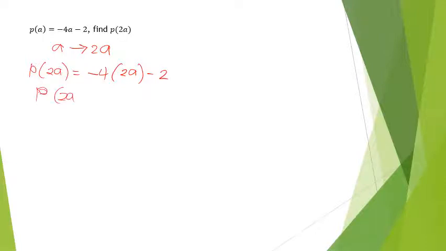Okay, isa pa. P of A is equal to negative 4A minus 2. So, A should be replaced by 2A. So, P of 2A is equal to negative 4 times 2A minus 2. So, P of 2A ay equal sa, anong negative 4 times 2A? Negative 8A minus 2. Okay, tingnan nga natin. Okay, tama. Negative 8A minus 2. Tama pala.